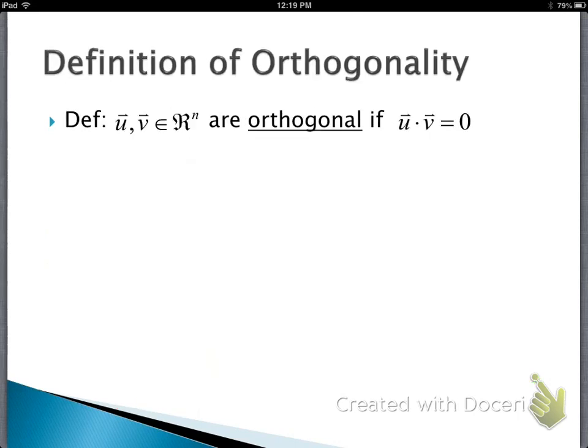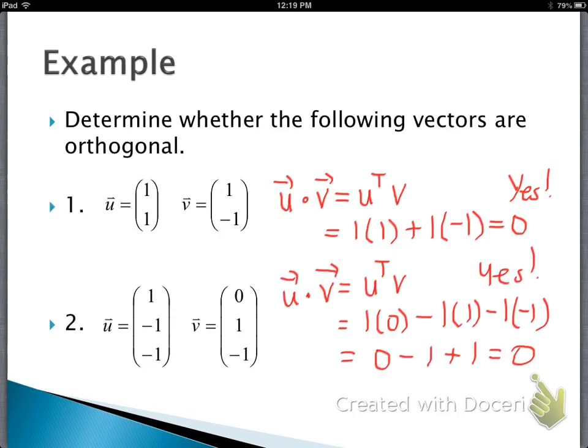Okay, this is the last thing. Definition: u and v in R^n are orthogonal if u dot v equals 0. Orthogonal is another way to determine if two vectors are perpendicular to each other. So orthogonal is another word for perpendicular. As you go higher and higher in math, we have different phrases for different things. So orthogonal means perpendicular. Determine whether the following vectors are orthogonal.